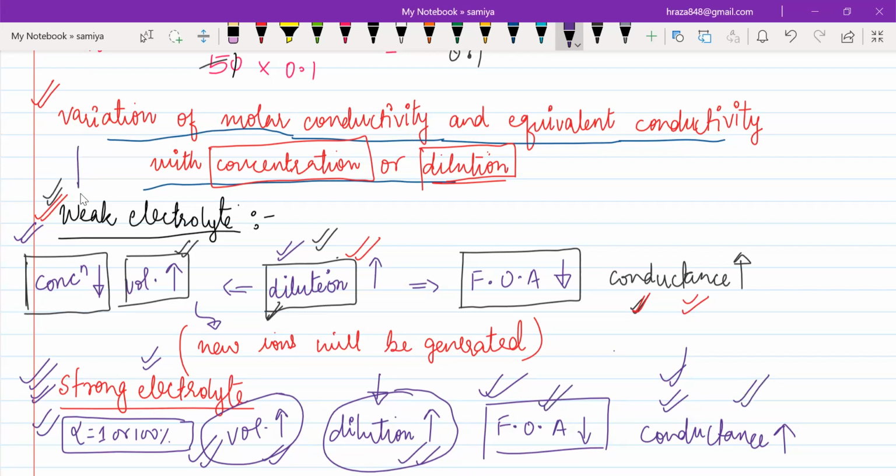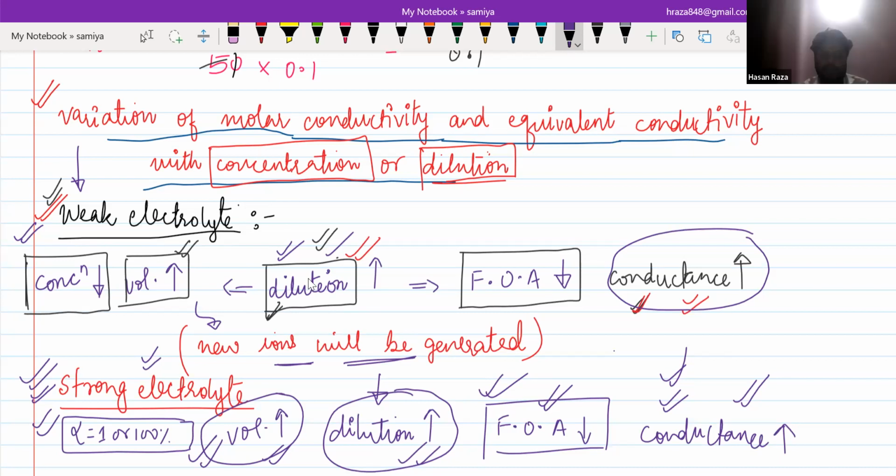But in case of a weak electrolyte, what happens? Due to dilution, new ions will be introduced, and due to these new ions, conductance will increase more than in the strong electrolyte. So the variation in a weak electrolyte will be more than in a strong electrolyte. Is that clear?